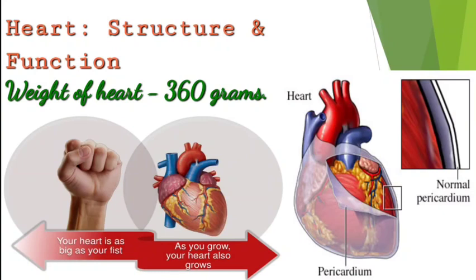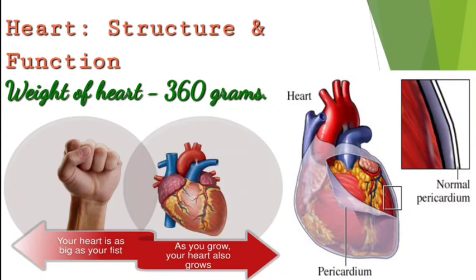And about the weight, the weight of the heart is approximately 360 grams, and it is covered by a double layered peritoneal membrane. You can see the white colored double layer membrane in the picture. Two layers are present, right? And between these two layers there is pericardial fluid.